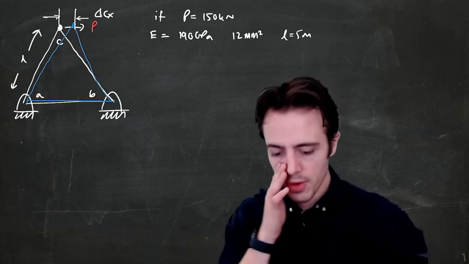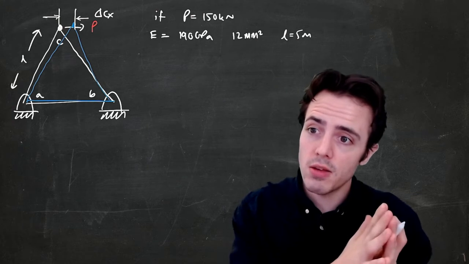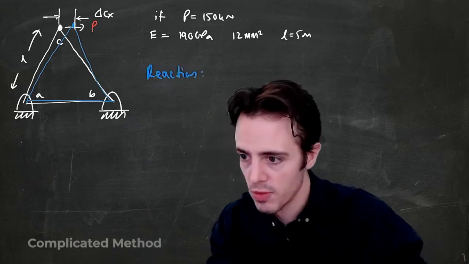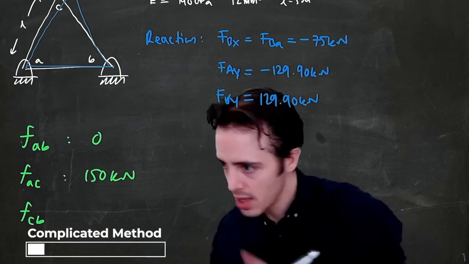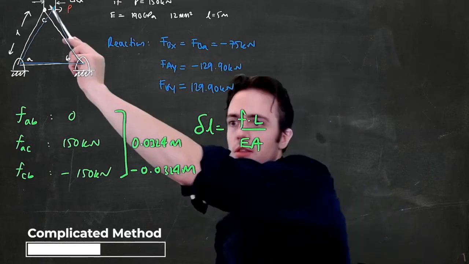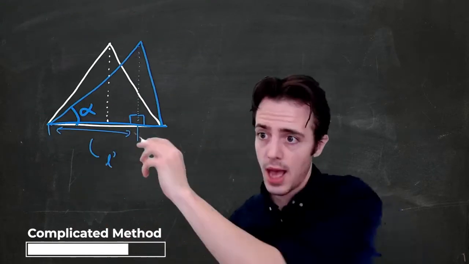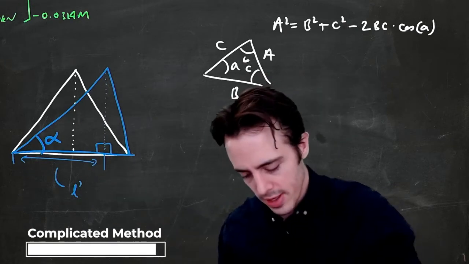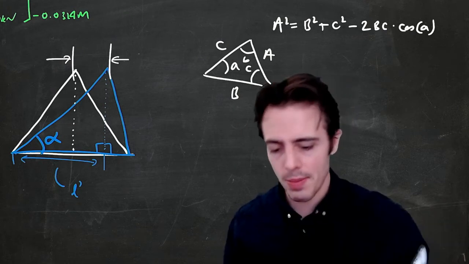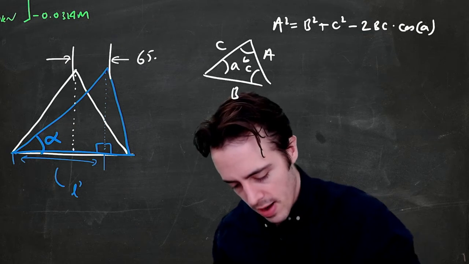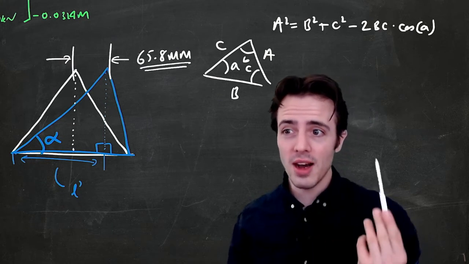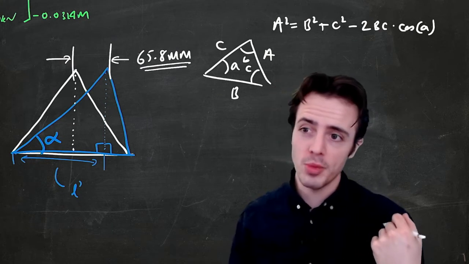So if we've got all of the loads on here, using the code that I wrote last time, we can get the reactions. Using this complicated method that I'm not advising you to do, but you should sort of be happy with how it was done, we get 65.8 millimeters.